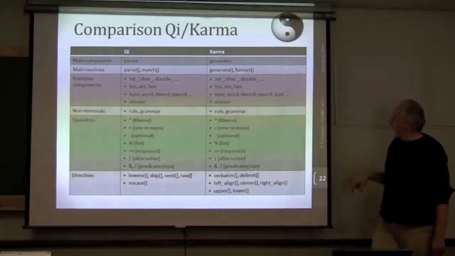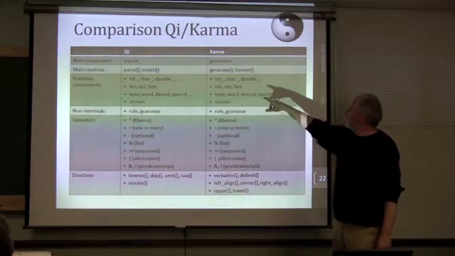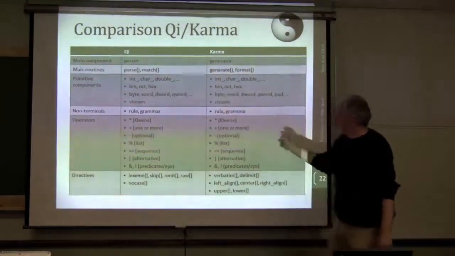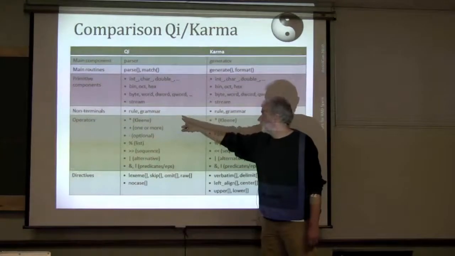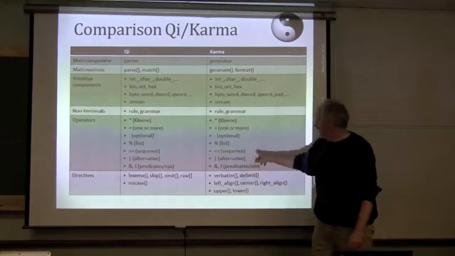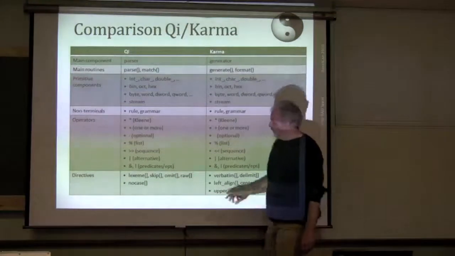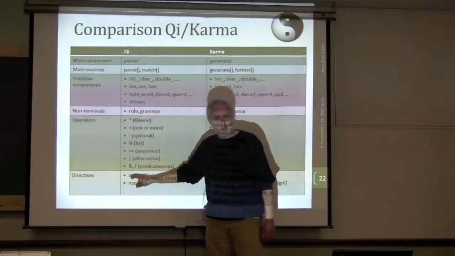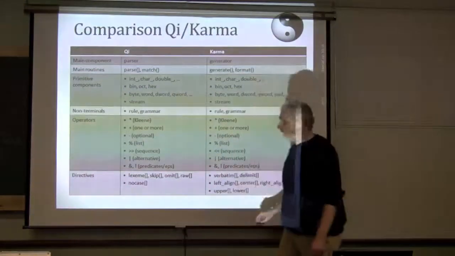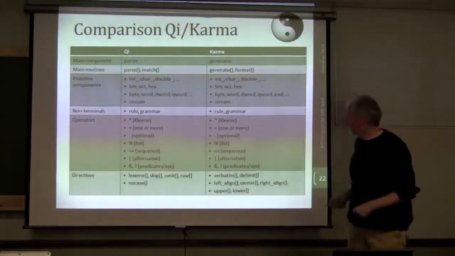Let's compare Qi and Karma quickly. Main component is a parser, generator. The main routines are parse and in the other case a function called generate. The primitives are almost the same. The non-terminals we will see then, I know we saw them in the examples in the beginning, the rule are the same. The operators are the same, except for the sequence operator. And you have a couple of specific so-called, we call them directives, what's the problem? I never know that. Directives. I'm sorry, I'm not a native speaker, so I have to ask that from time to time just to make sure that you understand what I want to say.